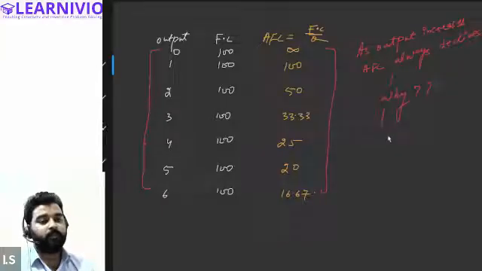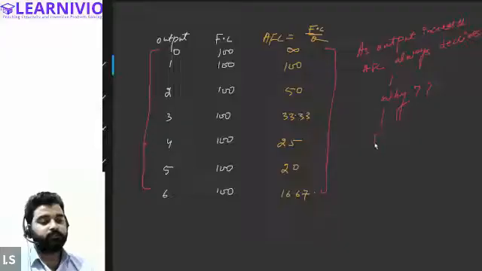Sir, I don't know the keywords, but I feel maybe because when the number of outputs or units increases, the fixed cost remains the same. So maybe because when production decreases, because when we increase the cost, maybe that's why average decreases. I'm not sure.